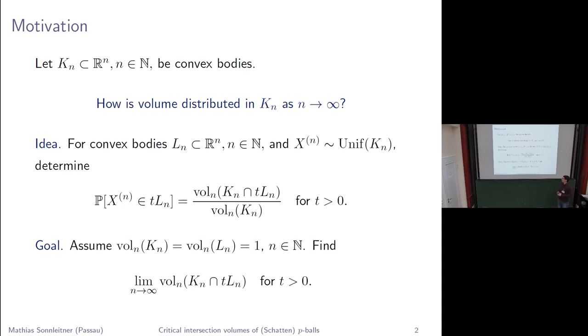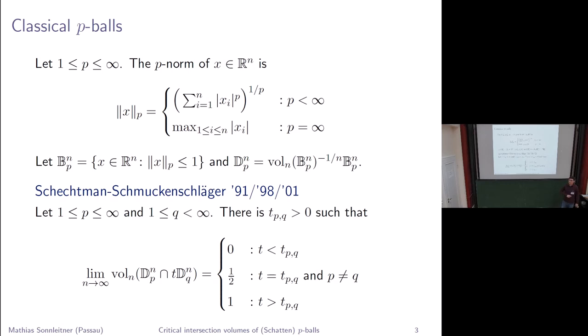This question is somewhat classical, and the original case where this was considered was the case of LP balls. Let me say something about this case. We define the LP norm on Rn as usual, and define LP balls as the set of vectors with P norm at most 1, and we normalize them in order to have volume 1. So dPn is the rescaled LP ball such that its volume is 1.